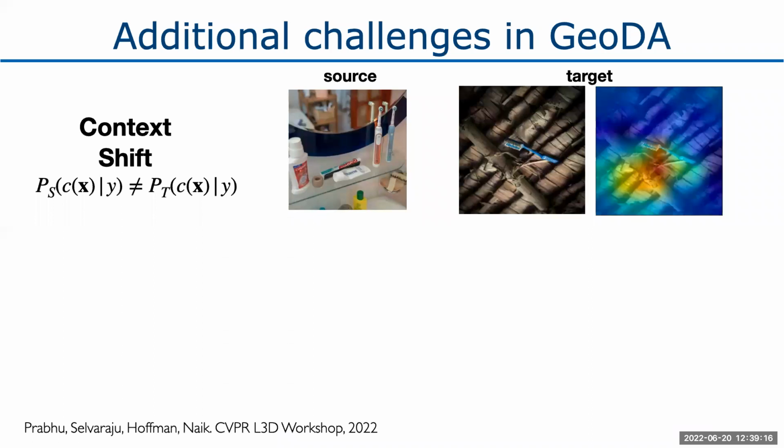And when we probe this further, we find that this is because of the existence of additional challenges beyond data distribution and label distribution shift. So the first is this notion of context shift, where object surroundings can change a lot across domains. So you'll see toothbrushes primarily in bathroom environments in North America, and there's a lot more diversity in surroundings for the same category in your target.